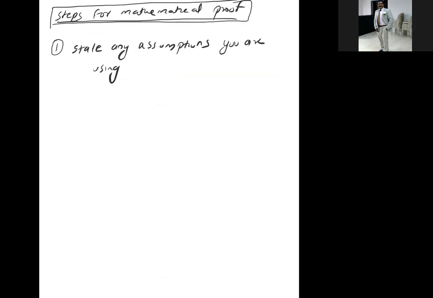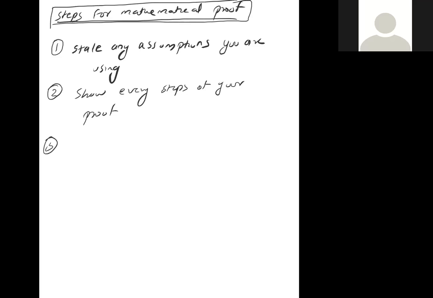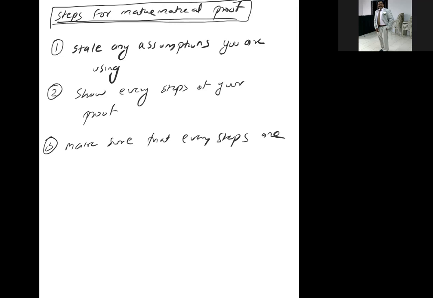Then after that, what are we doing? Step number two. What is our step number two? Step number one is state any assumptions you are using. Then step number two, show every step of your proof. So what is our every step? We multiplied these two and we expanded. Then step three, make sure that every step is logically arranged.